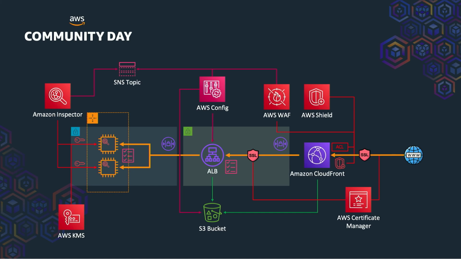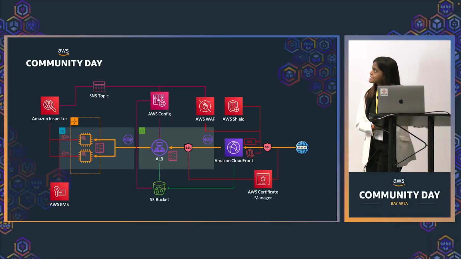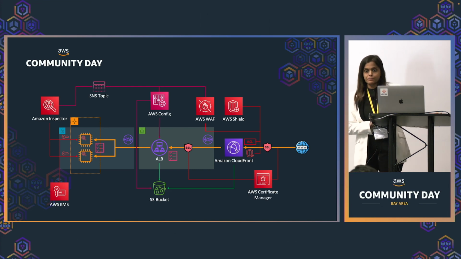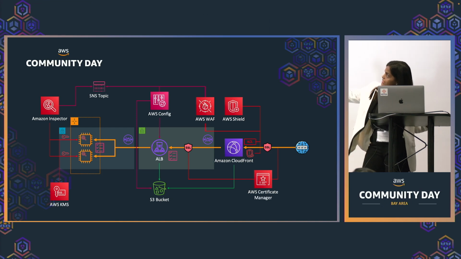Then we do have Config, which would check your actual configuration of resources against the desired configuration. Config would monitor your ALB as well as your S3 bucket, so that it should not allow any objects which are not encrypted, to maintain security at rest. So Config can be integrated with S3, ALB and again with Inspector, and based on that we have integrated an SNS topic to raise an alert.